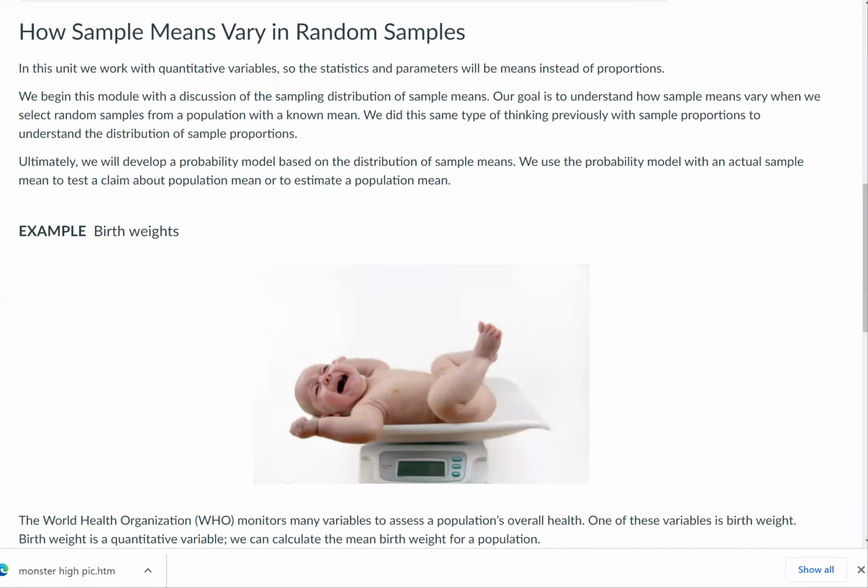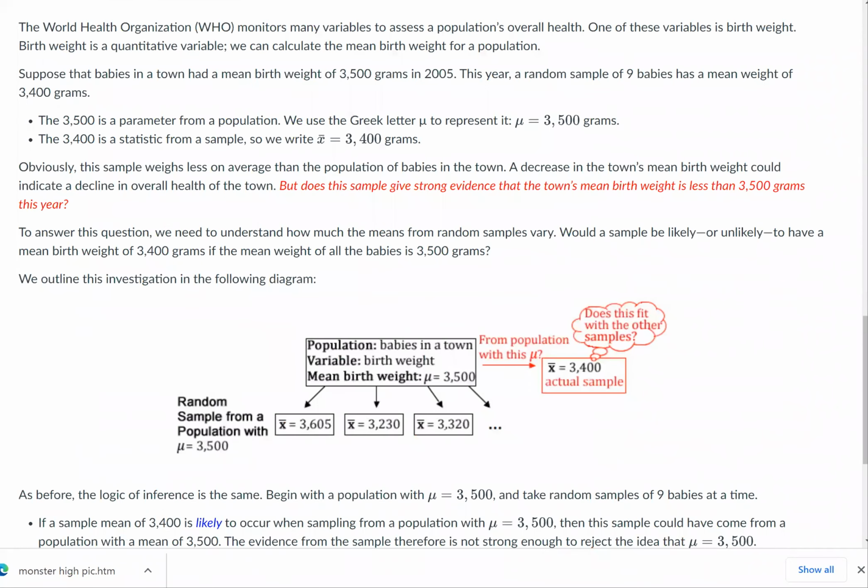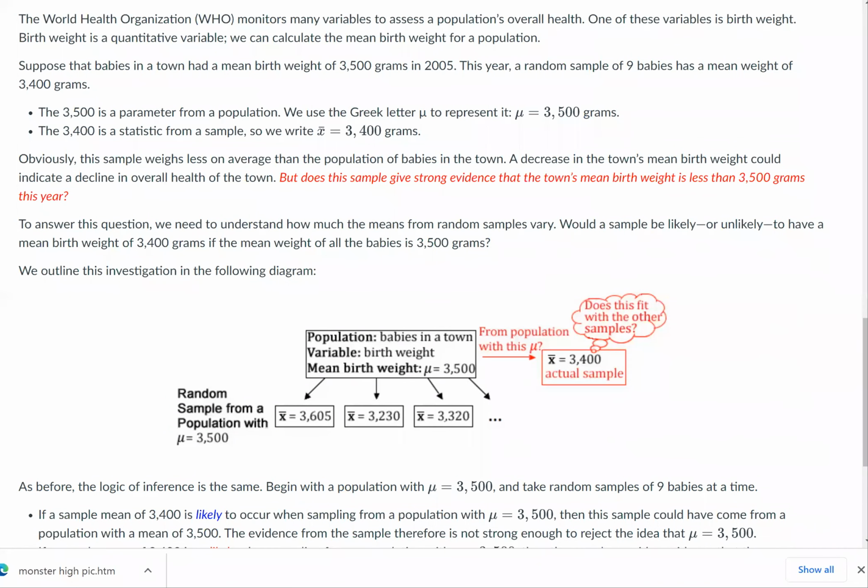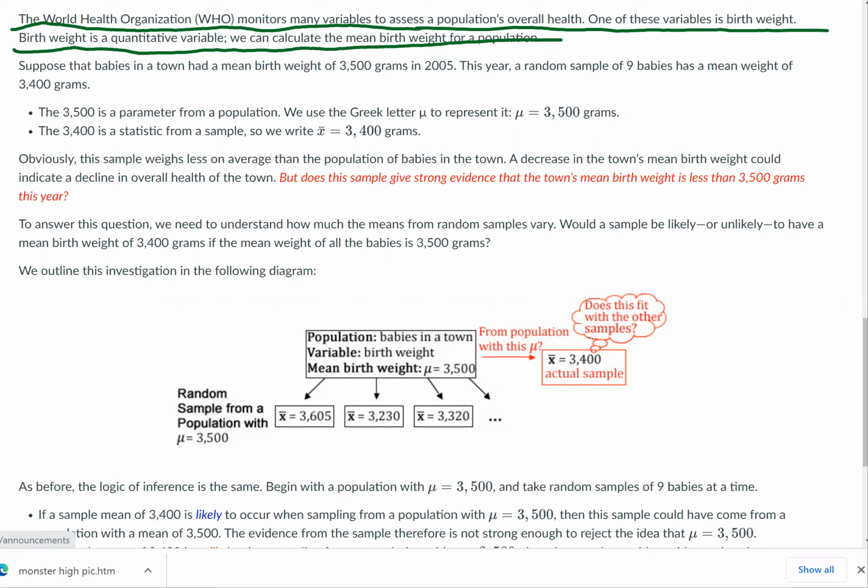This example is about birth weights. I think we've seen something like this before, but we'll revisit it now that we're back to talking about quantitative variables. The WHO, the World Health Organization, monitors many variables to assess a population's overall health. One of these variables is birth weight. Birth weight is a quantitative variable. We can calculate the mean birth weight for a population. Suppose that babies in a certain town had a mean birth weight of 3,500 grams in the year 2005. This year, a random sample of 9 babies has a mean birth weight of 3,400 grams in the same town.